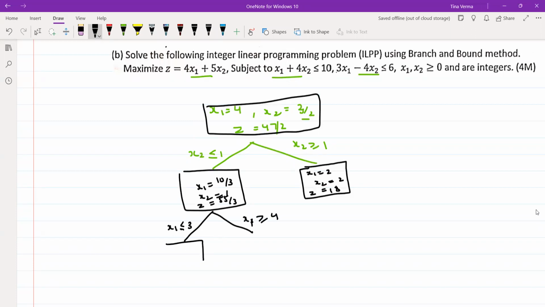So if you apply this, x1 is coming out to be 3, x2 is coming out to be 1, and z was coming out to be 17. And for the other branch, you will have an infeasible solution. So you can notice here, even this came out to be 17 point something. You should not proceed from here because you have earlier also got the value as 18 and here the value is 17 point something, which is lesser than this. That means the optimal solution is this one.